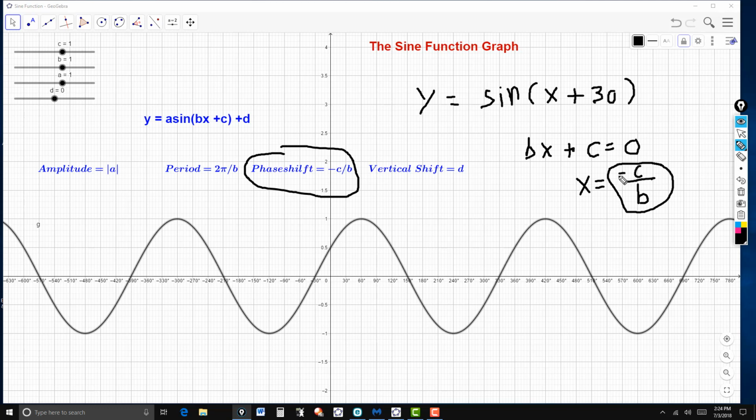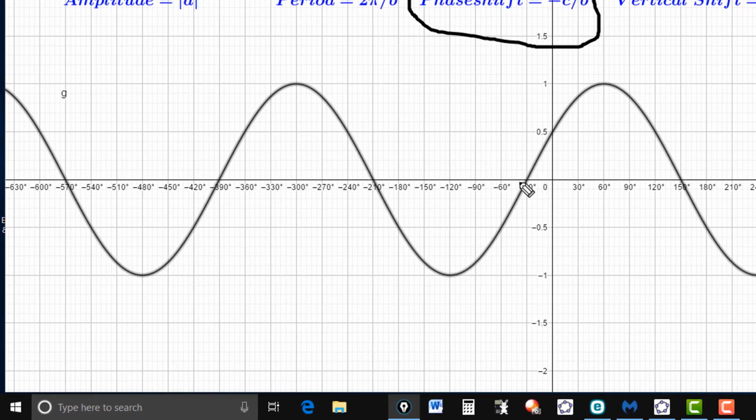Okay, so now just look at this. Forget about this negative right here. Look at the whole thing. If this quantity right here is negative, then the graph is going to shift to the left, from the origin to the left. If this turns out to be a positive number, then it's going to shift to the right. In our case, if you set this equal to 0, this comes out to a negative 30. And that's in degrees. So the shift is 30 degrees to the left.